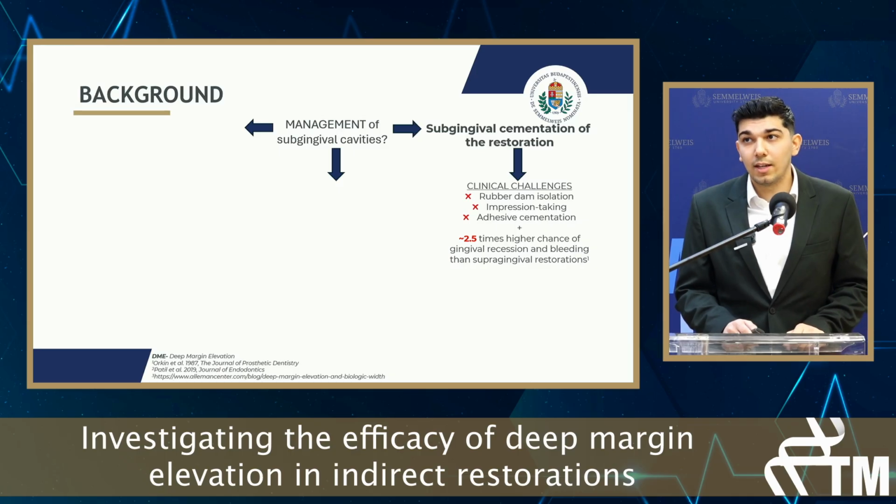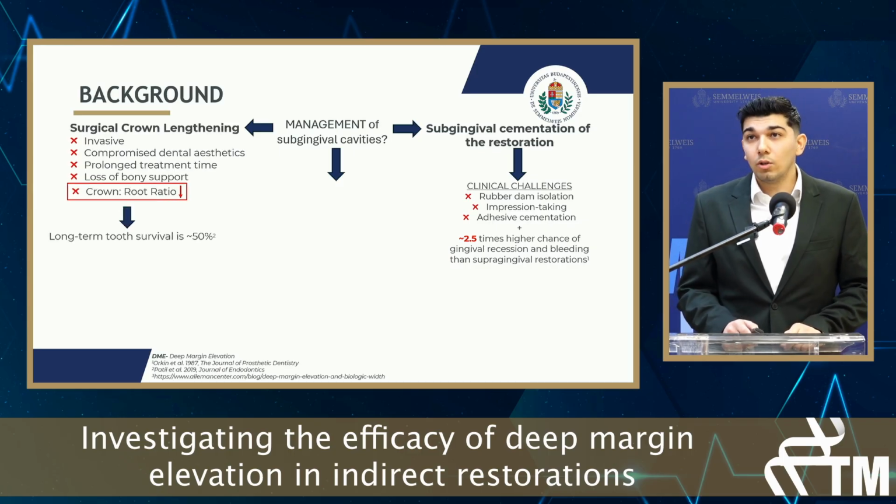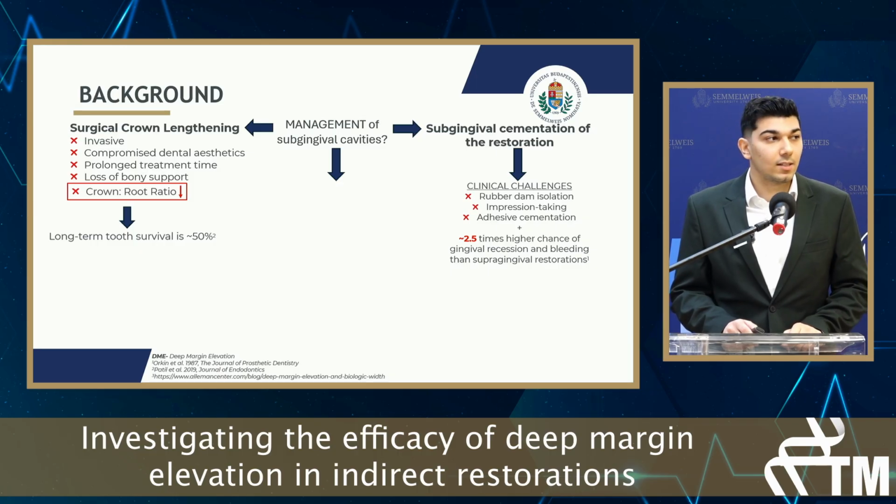In addition to this, there is a 2.5 times higher chance of gingival recession and bleeding than placing a restoration at a supragingival level. A second method is through the surgical crown lengthening procedure, which is an invasive procedure that can severely decrease the crown to root ratio. And if this happens, then the long-term tooth survival can decrease by half.